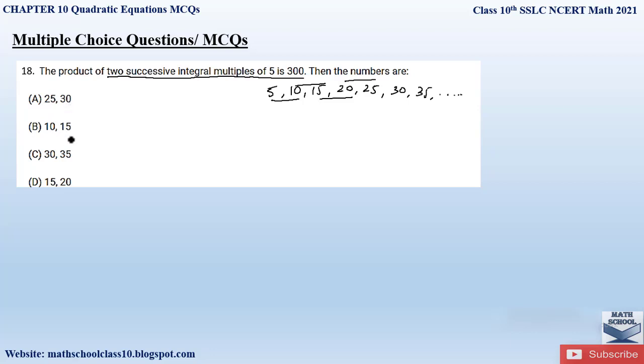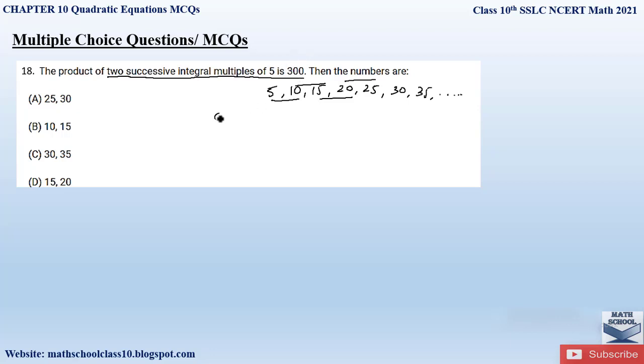25 and 30, 10 and 15, 30 and 35, and 15 and 20. So using these options itself, we can find out two successive integral multiples of 5 whose product is 300. Let us multiply each of the options and check which option will give you the number 300.